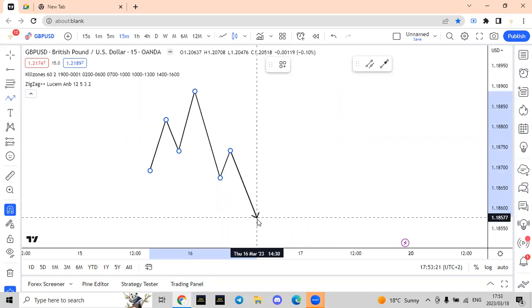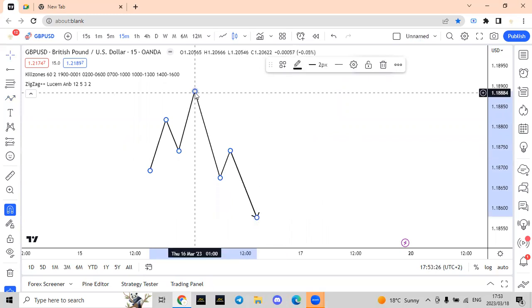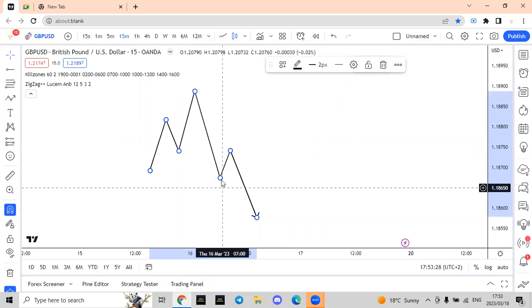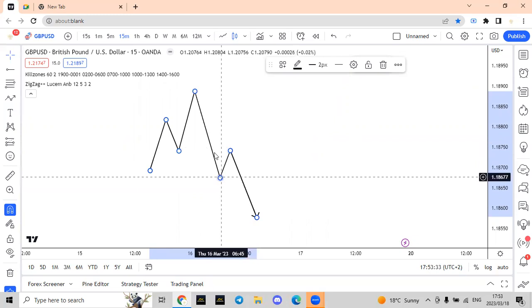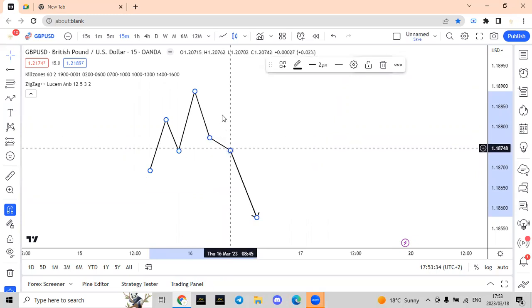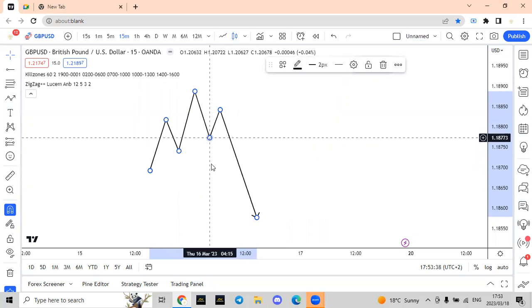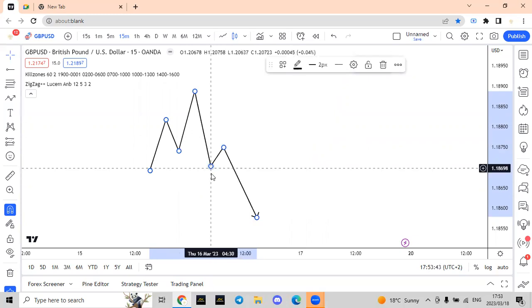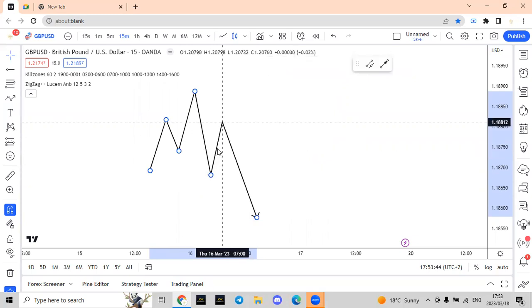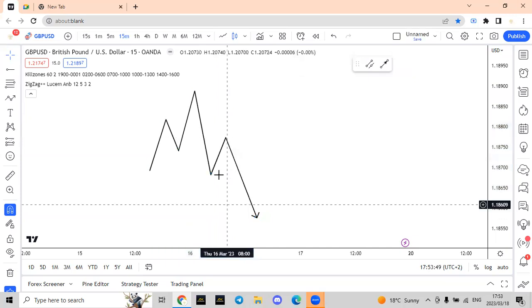So when I say a high, then a break of structure, then a low, then a retracement, then a high, then a low, I don't mean something like this. This doesn't count. It has to break structure, retrace, and break structure again. It doesn't matter where it retraces to, as long as it does this.